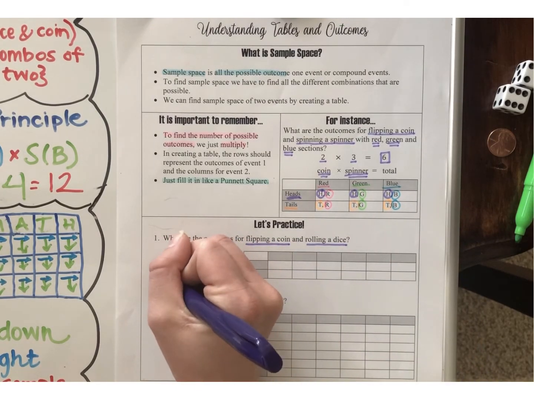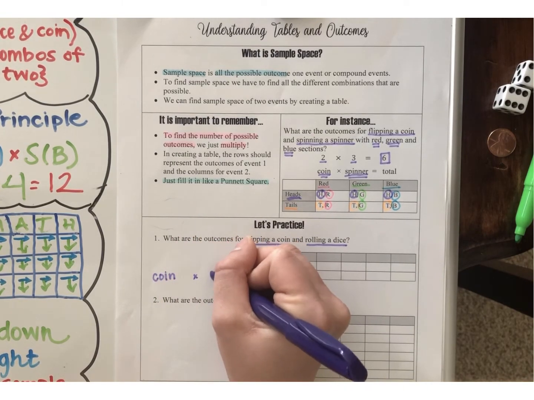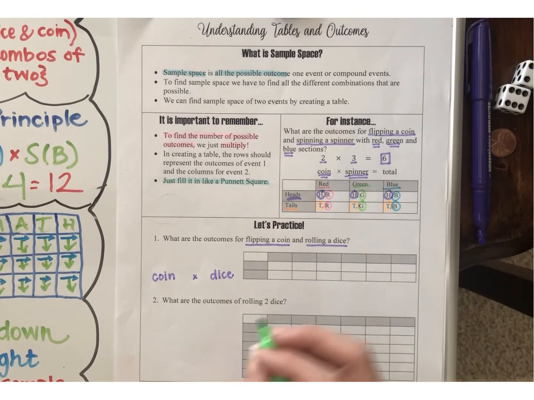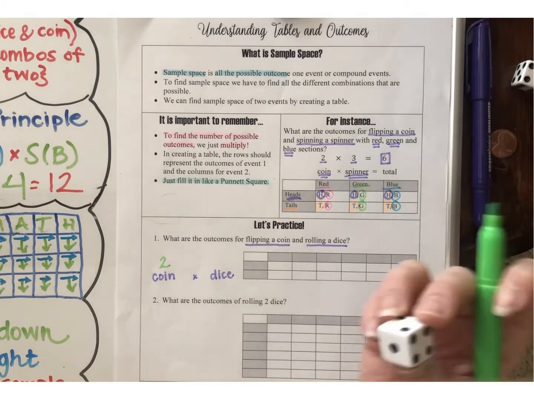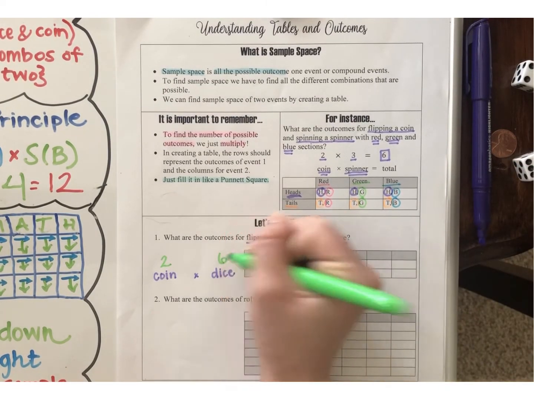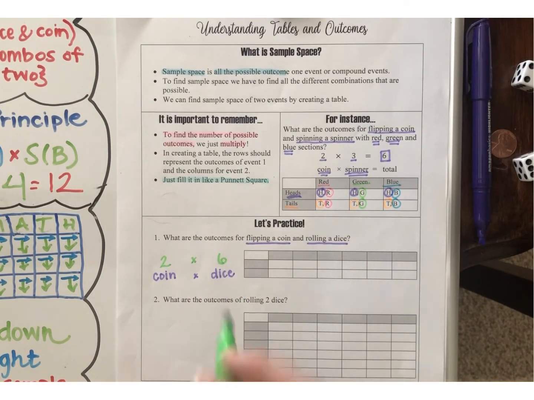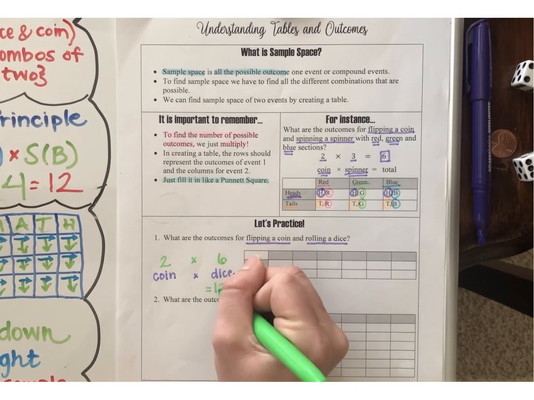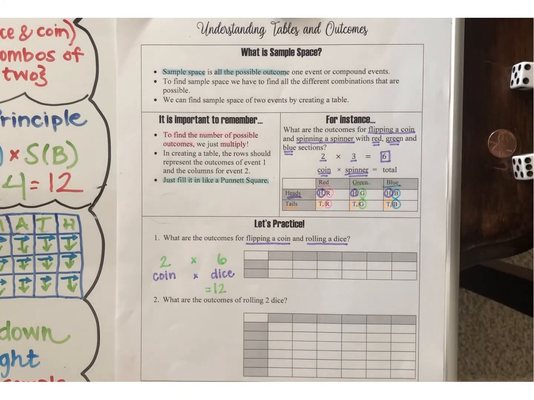So we need to know the number of outcomes for our coin and the number of outcomes for our dice. As we set up here, you have heads or tails on your coin. Then on a dice, you know you have 6 different numbers. Then we just multiply the 2. 2 times 6 gives us a total of 12 outcomes. Now what are they? We'll have to fill in our table to find out.